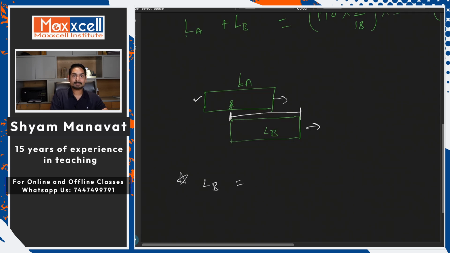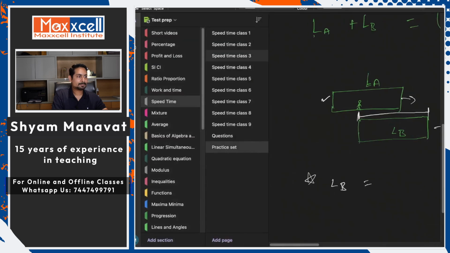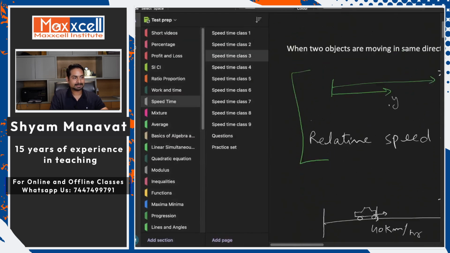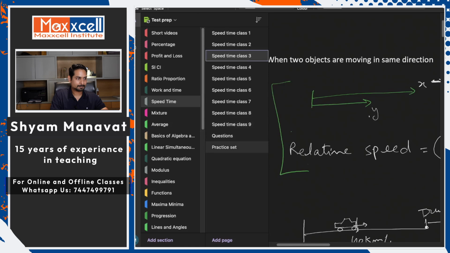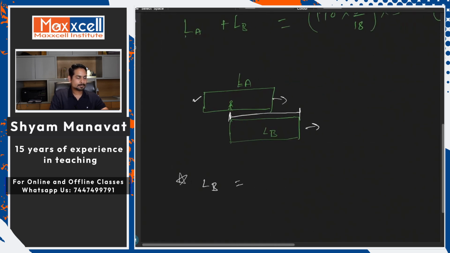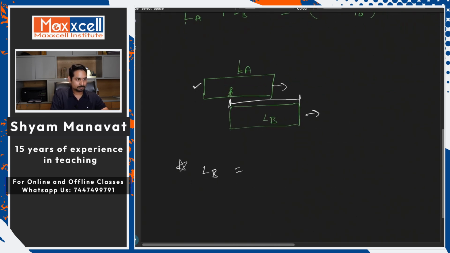Because they are moving in the same direction, the relative speed will be minus. So it's 60 minus 50, that's the speed. Multiply by 5 by 18. Why 5 by 18? Because this 60 and 50 is in kilometers per hour, we need to convert into meters per second. So multiply by the constant 5 by 18. This entire thing is the speed.